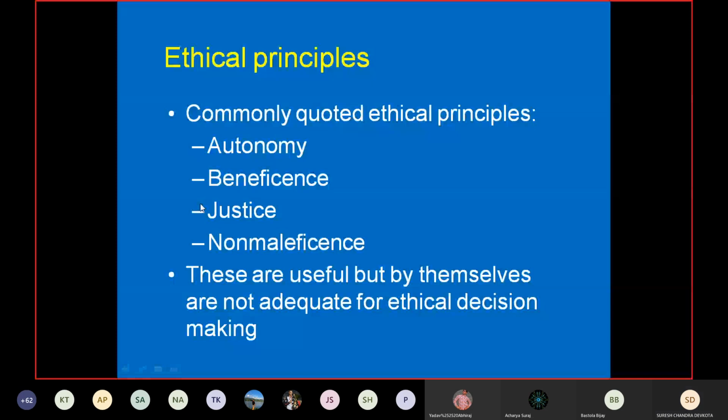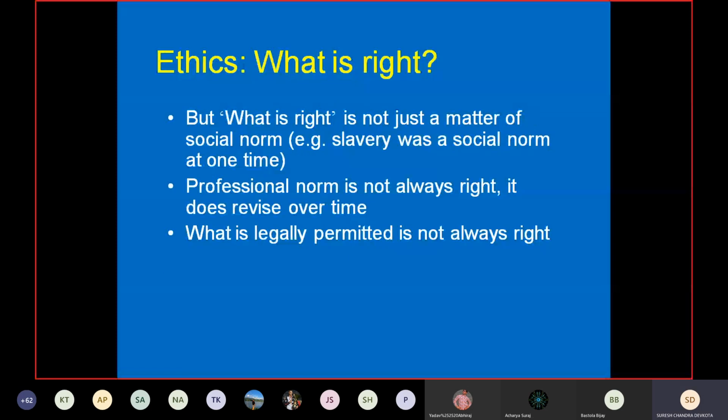So, what is right? But what is right is just a matter of social norms, because it keeps on changing over a period of time. For example, slavery in human evolution during the course of history, you can observe that it was a social norm at some point of time, okay? But it is no more a social norm. The professional norm is not always right. It does change over a period of time. As I said, it keeps on changing on the basis of social requirements.